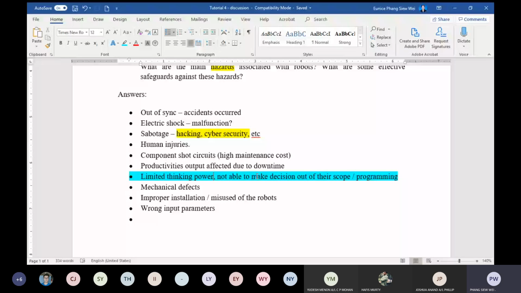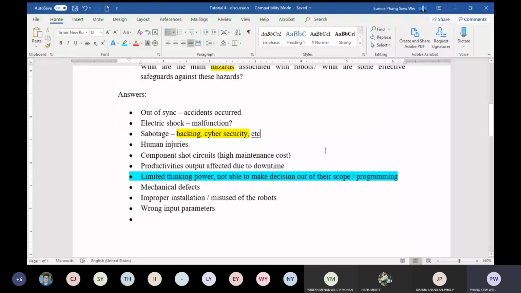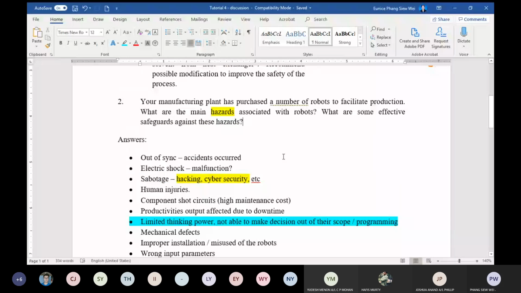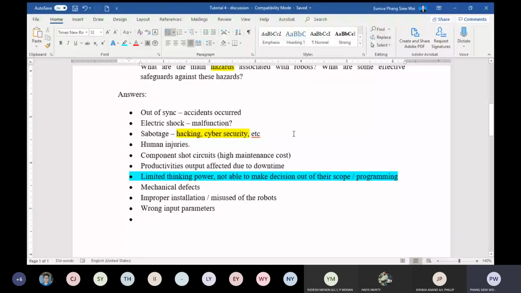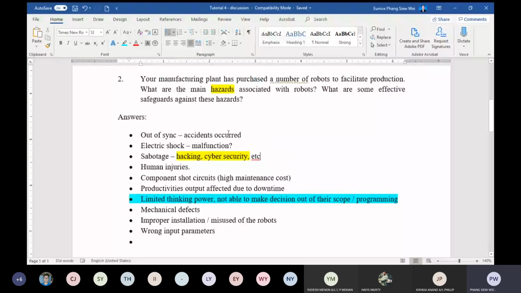Any questions? No, Miss. So, what are the effective safeguards against this hazard? Simple lah. The moment you know the hazard, the moment you know what you can do about that, right? Yeah. So I think we don't need to go through this one. The safeguards, if you look back at this, I'm going to post this in Teams so that you know these are the answers that we talked about. Then you can start to put in your own input there to know that, hey, I will do this, I can do this.